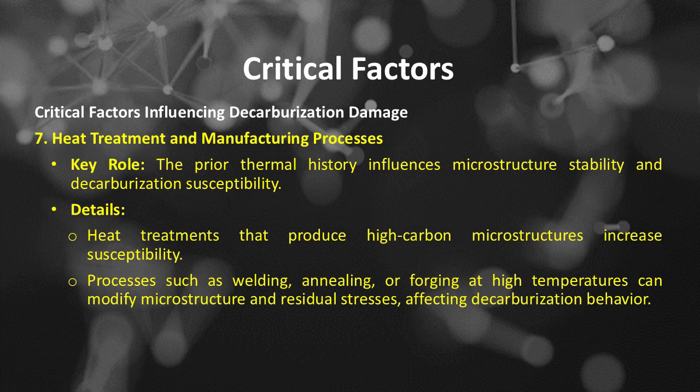Number 7 of the critical factors influencing decarburization damage is heat treatment and manufacturing processes. Key role: the prior thermal history influences microstructure stability and decarburization susceptibility. Details: heat treatments that produce high carbon microstructures increase susceptibility. Processes such as welding, annealing, or forging at high temperatures can modify microstructure and residual stresses, affecting decarburization behavior.